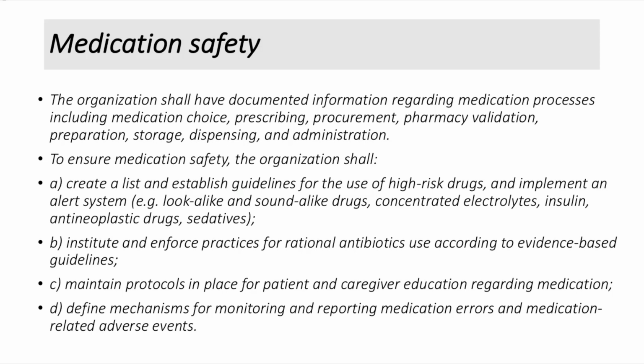Documented information regarding medication process. So you shall have a process and how you will carry out various activities of the process. Some details about that, and that shall be written somewhere. This process shall include medication choice. First, the doctor is deciding what medicine I want to give to this patient, prescribing medicine, procurement, pharmacy validation, preparation, storage, dispensing, administration, with further detailing at each step.